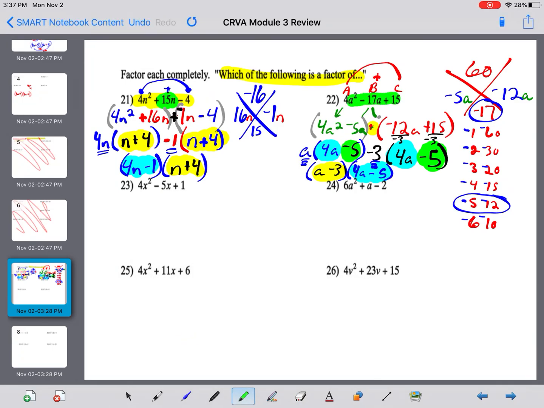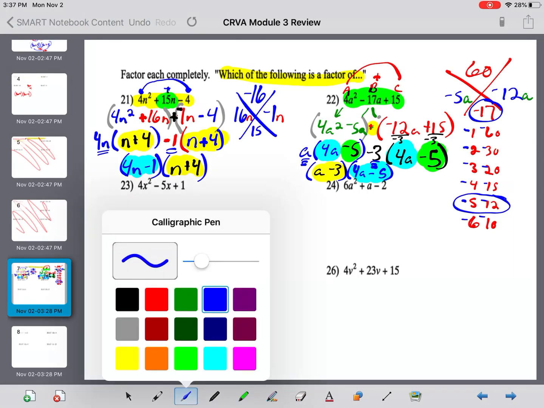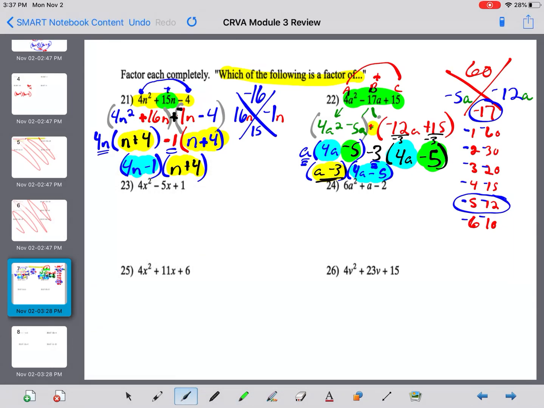This trinomial right here. Now again, the directions say which of the following is a factor of this trinomial, and hopefully one of your options for the multiple choice is either this one or that one. Like, they're both factors. I don't think they're going to show both of them. They're just going to show one of these. And if you didn't factor it completely, you wouldn't know that these are factors. Isn't that fun? Remember, folks, there are answers down below, but make sure you understand the process.